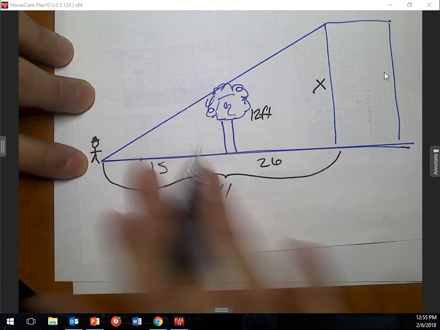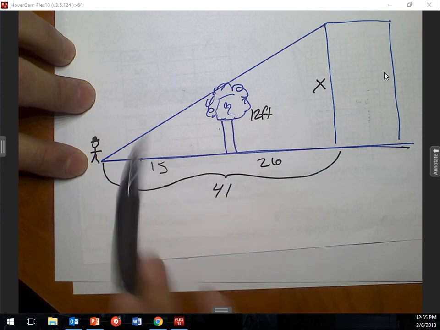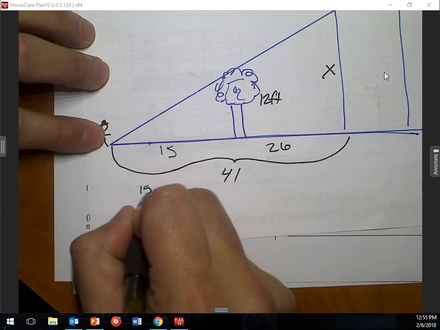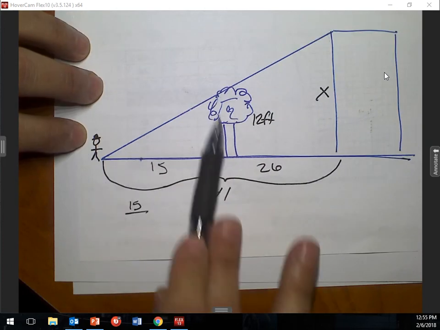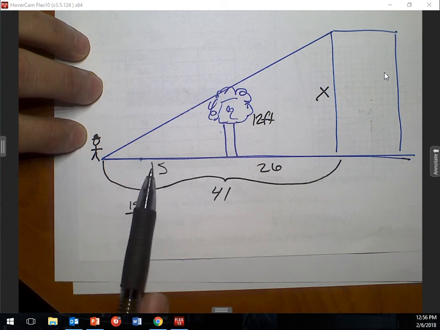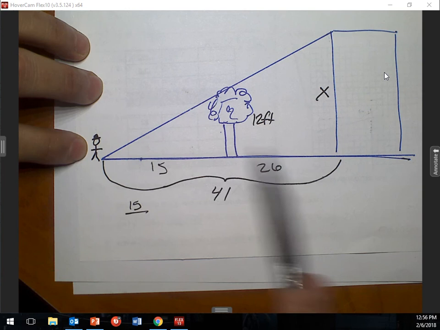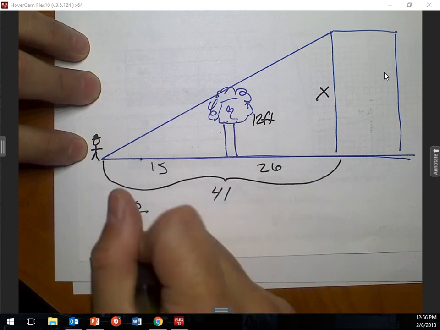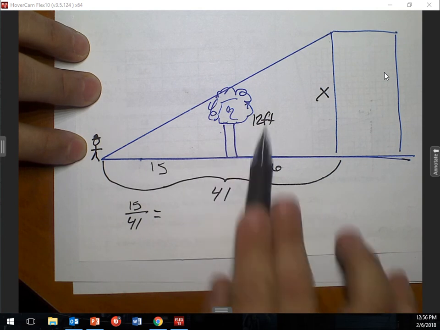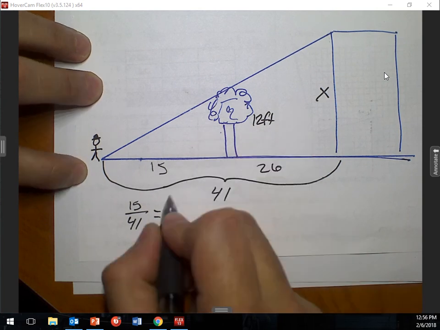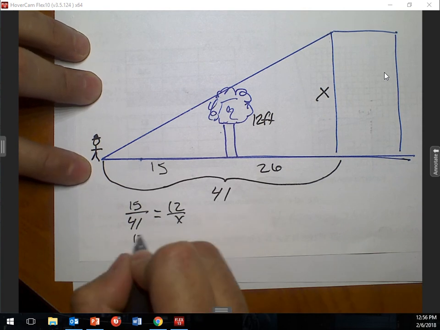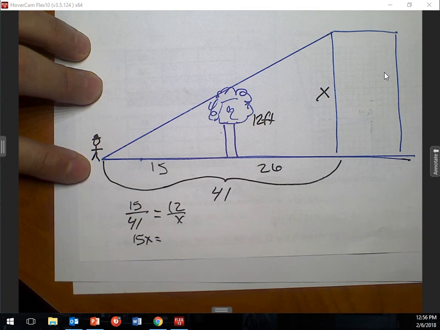Now, I'm going to look at it as two separate triangles. Let's start with the bottom. So I'm going to go 15 over. This is a small triangle, so the bottom of the small triangle is 15, so that corresponds with what? 41, very good, because that's the bottom of the big triangle. 15 over 41 equals, I would put 12, because that's the small triangle, over x. Do my cross products, I come up with 15x is some number. Please multiply that for me.